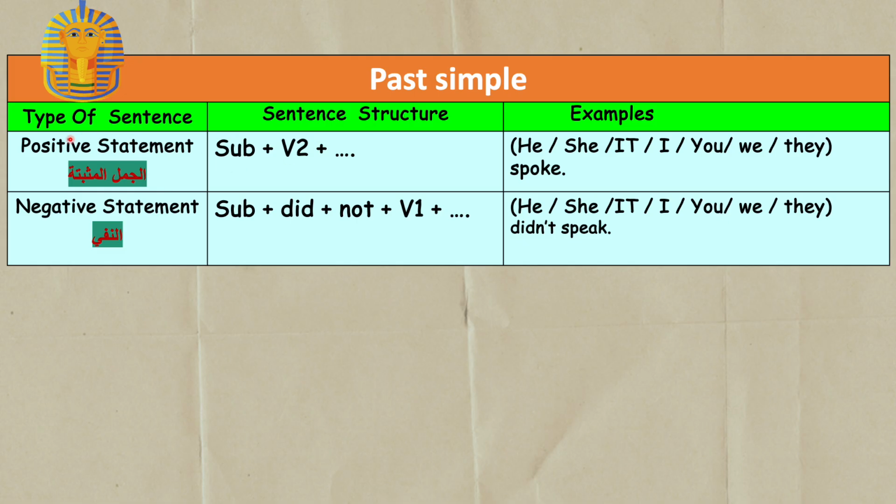How can we form a positive statement? We start with subject plus verb 2 and the rest of the sentence. The verb form is the same for all persons in simple past. Negative statement, we start with subject plus did not to make a negative and verb 1.